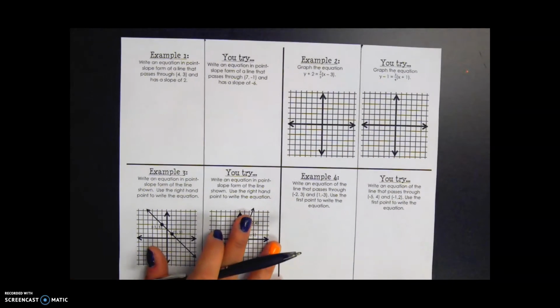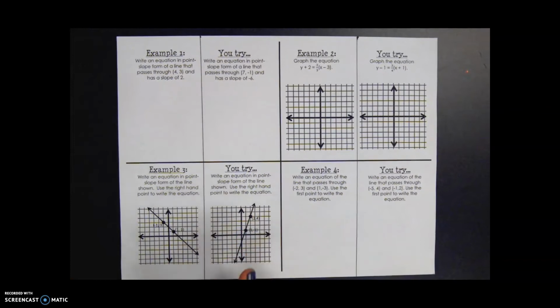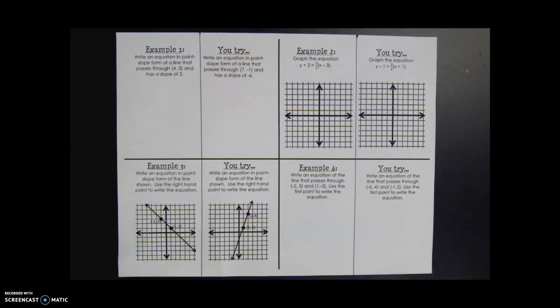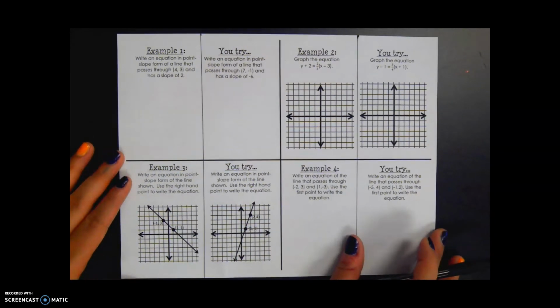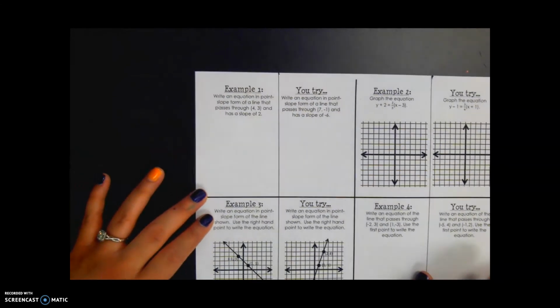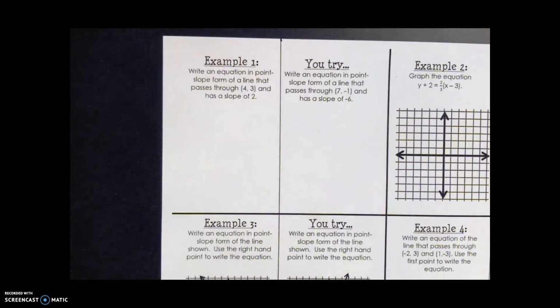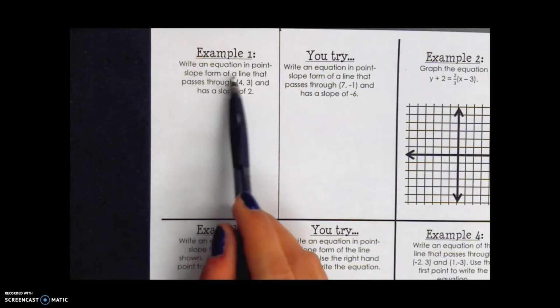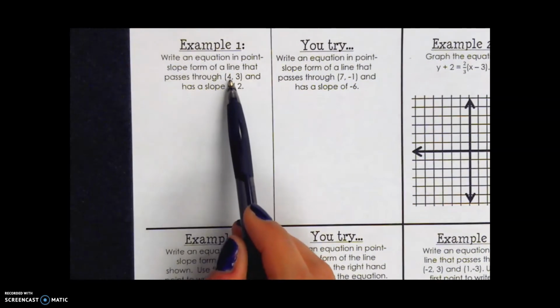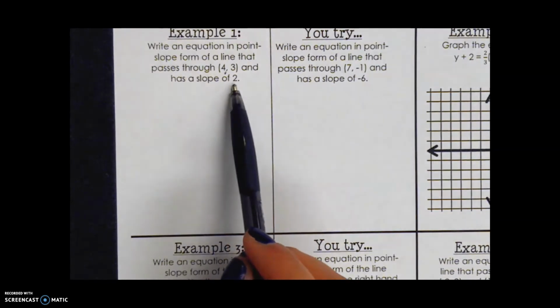Okay, so moving on. I put something like this, a blank copy, in your Google Classroom. Pause the video and find this, and if you can print it out, great. If not, follow along, but I want you to take notes on this. So it looks like this. And I'm going to go ahead and zoom into example number 1. So it says, write an equation in point-slope form of a line that passes through this point (4, 3), and it has a slope of 2.